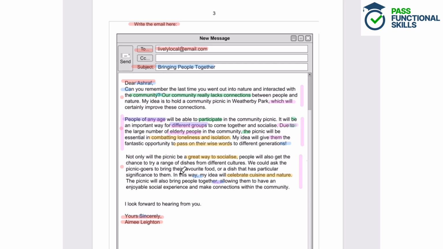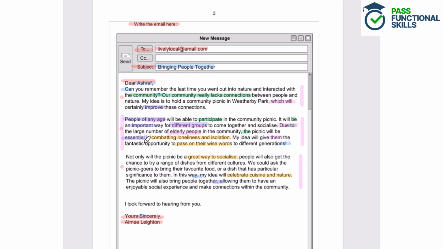We generally have a very positive tone because we're trying to include Ashraf to go ahead with this idea, and we're writing really persuasively. So we have words like improve to suggest that this will have a positive impact on the community. We've also got words like important and essential, which suggest that this is a really important idea. It's really needed in the community.